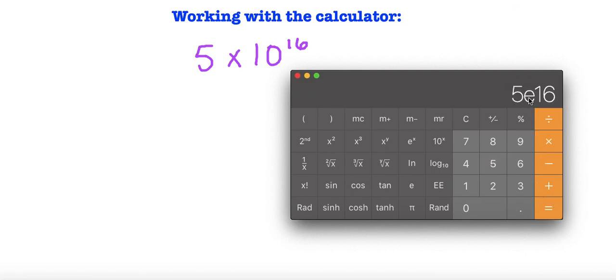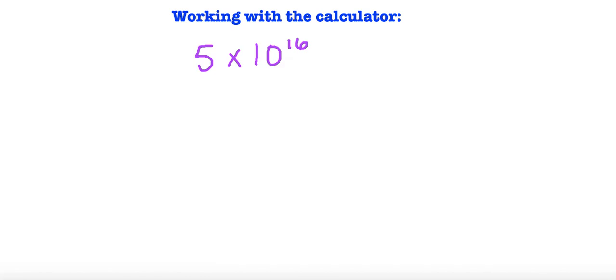And now notice that there's an E here. Depending on which calculator you use, it's either going to be a capital or a lowercase e. Usually I find that it's an uppercase E, and basically 5E16 is the same thing as 5 times 10 to the power of 16. The reason our calculator shows E is because there are too many digits to represent our answer.